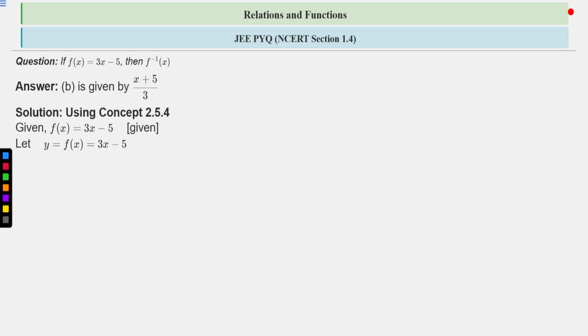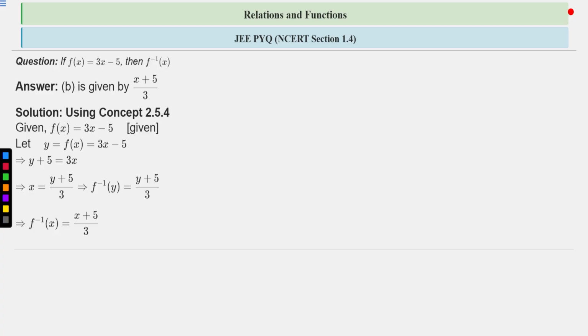Let y is equal to f(x), and it is equal to 3x minus 5, as it is given in the question. So, y plus 5 will be equal to 3x, right? So, we can say that x will be equal to (y plus 5) upon 3, right? Therefore, we can say that f inverse y will be equal to (y plus 5) upon 3, right? Got it?